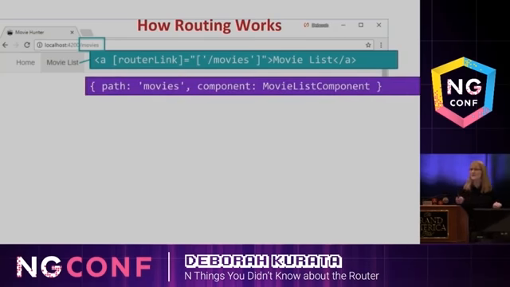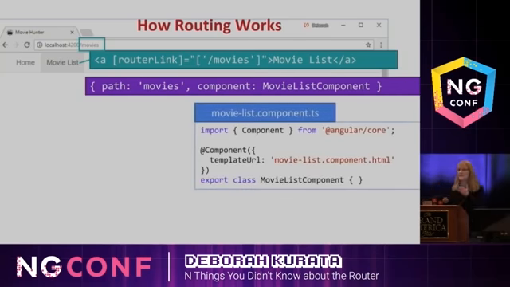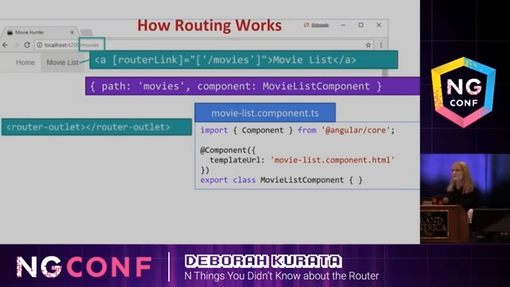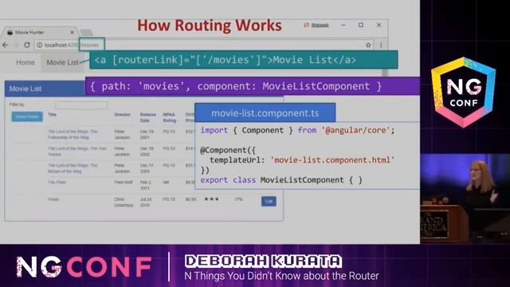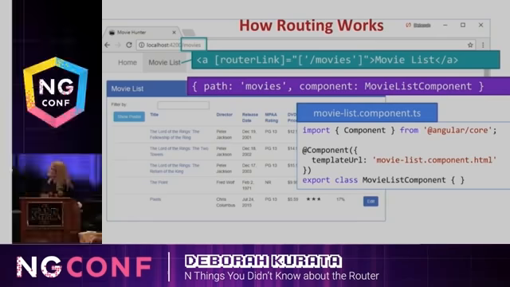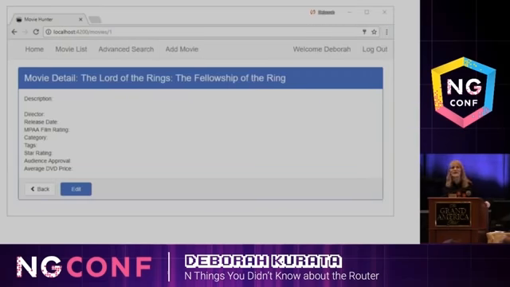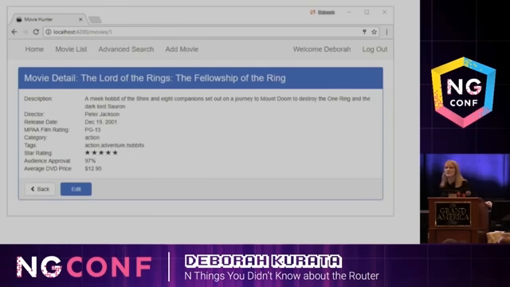So in this case, it'll find the path movies, know to load the component movie list component. So it loads that component, finds the associated template, loads and prepares that. Then it starts to look for an appropriate router outlet. So it finds a router outlet, and that's where it displays the component's template. So here's our detail page with the static text. A few moments later, finally, the data shows up.